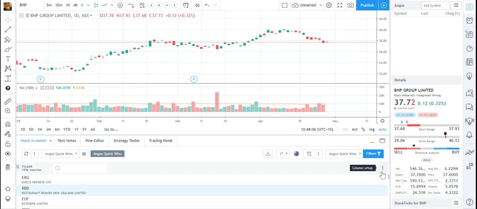There are different ways to add in the columns that you can go through and choose. One way is to click on this column setup, and you literally can scroll through here and find all the things that you want to add.